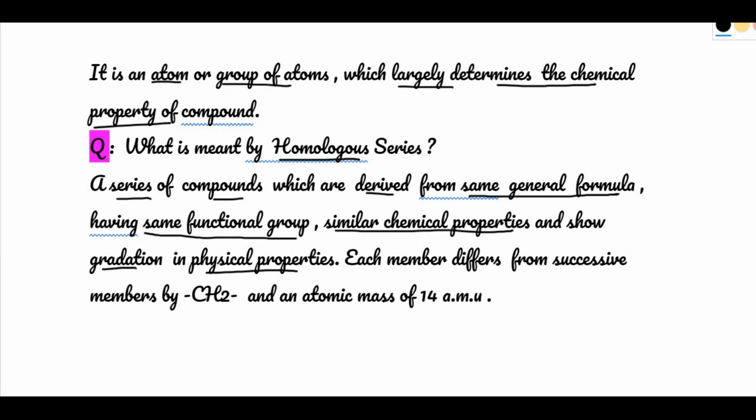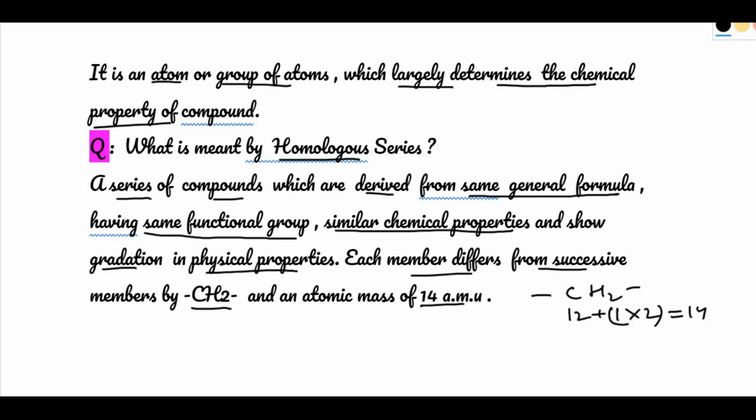Meaning as we move to the next compound, the number of carbon atoms may increase, the number of hydrogen atoms may also increase, while the functional group that is attached may remain the same. So each member differs from the successive member by CH2 and an atomic mass of 14. Because what is CH2? Carbon is 12 plus hydrogen 1 into 2. So 12 plus 1 into 2 is 14. So every successive compound's atomic mass varies by 14 atomic mass units.